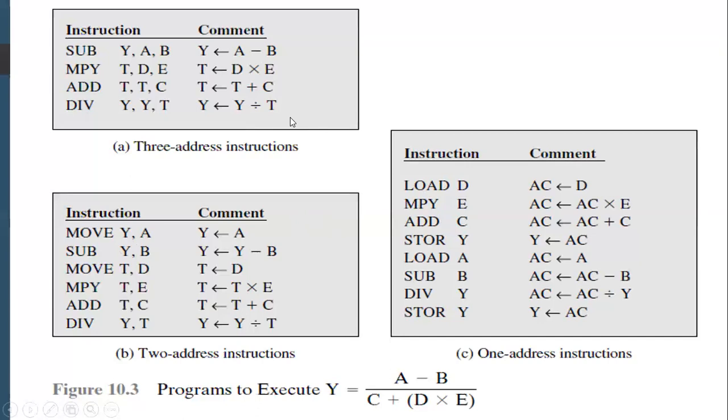Here the instructions were 8, here it was reduced to 6, here it is reduced to only 4. So as you increase the number of address fields in your instruction, the number of instructions needed to perform a certain task will reduce. It's kind of like an inverse proportion. That is one important thing to remember.